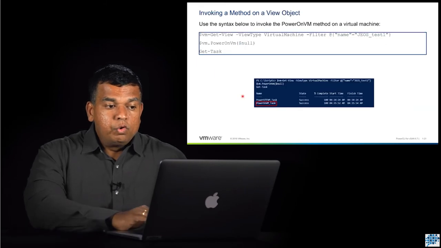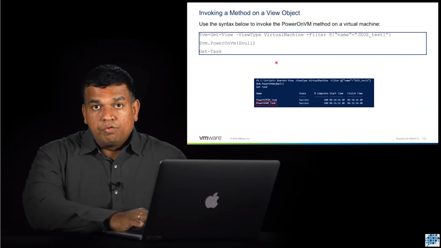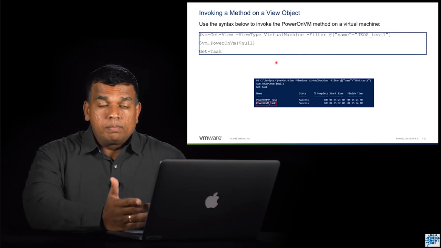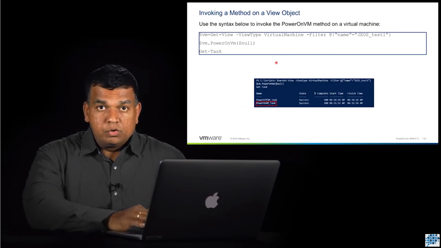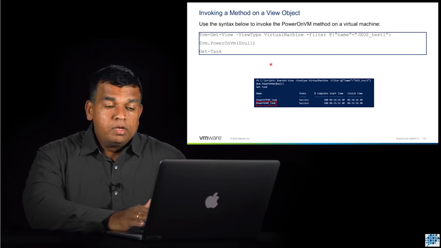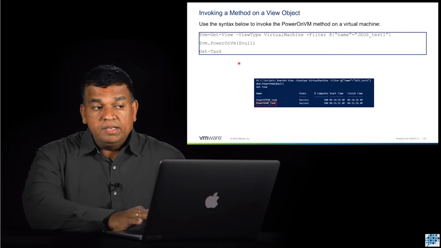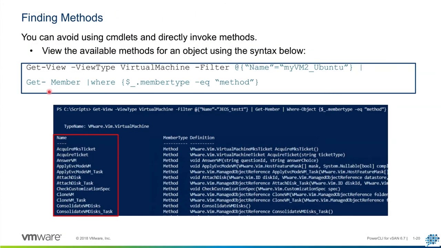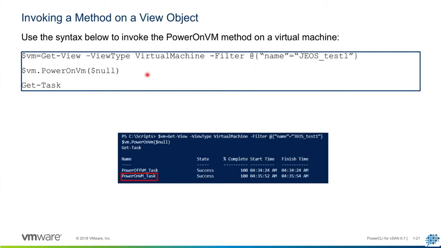So if you want to invoke any of these methods, for example, in the case of a virtual machine, most probably the widely used methods to invoke would be start VM or stop VM. So we don't have a start VM or stop VM method. The method name is called PowerOnVM. If you see the earlier screen, it's not there in this output because it has been truncated, but there is a method called PowerOnVM and PowerOffVM.